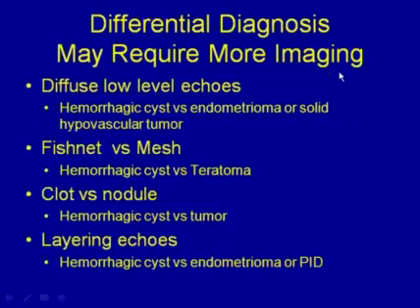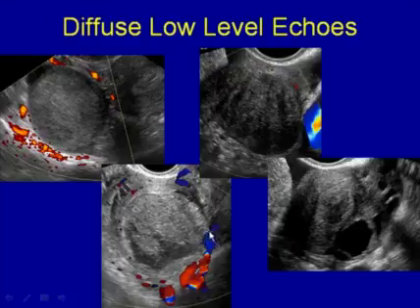The patients who are not classic, those are the ones who require more imaging. So in those patients, you want to think about patients with low-level echoes or a fishnet or a mesh appearance, a slightly thicker appearance to that lace-like pattern. If you can't tell if it's a clot or a nodule, or if the echoes are layering, there are some things you may want to consider. So we'll go through those individually.